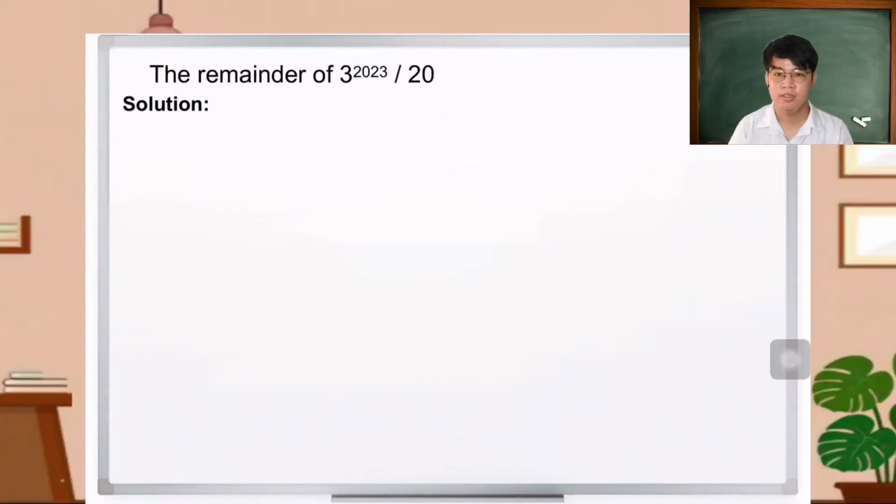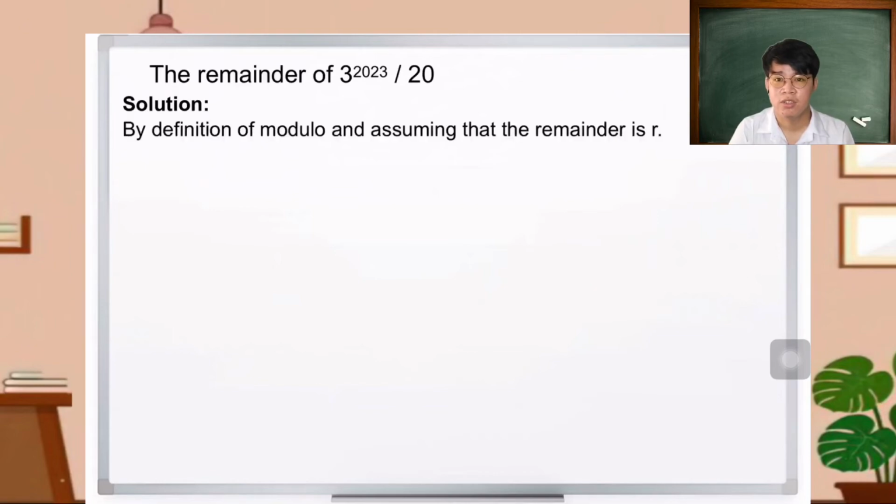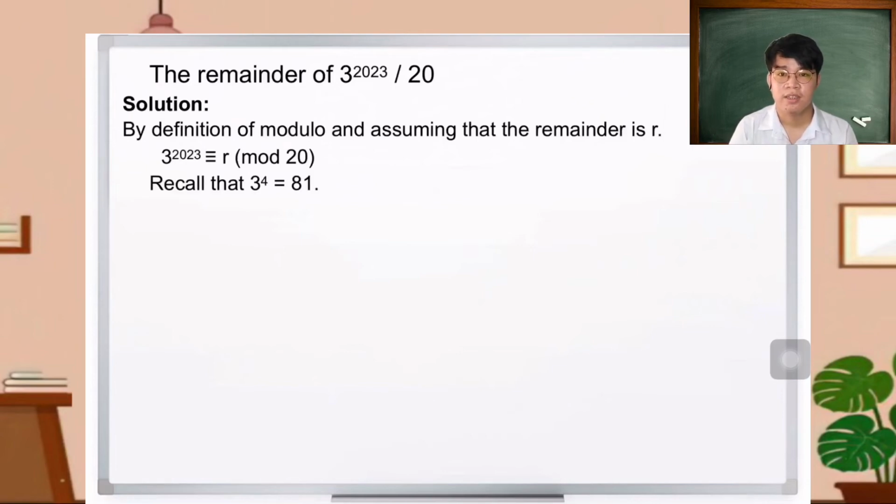Let's now try solving for the remainder of our last example, which is 3 raised to 2023 when we divide it by 20. We must have a solution, of course. By definition of modulo and assuming that the remainder is r, we have 3 raised to 2023 is congruent to r modulo 20. Recall that 3 raised to the 4th power is equal to 81, the number that is the nearest to 80, which is divisible by 20.